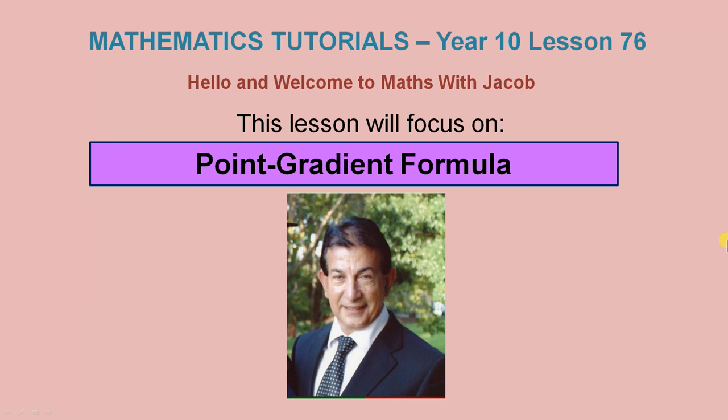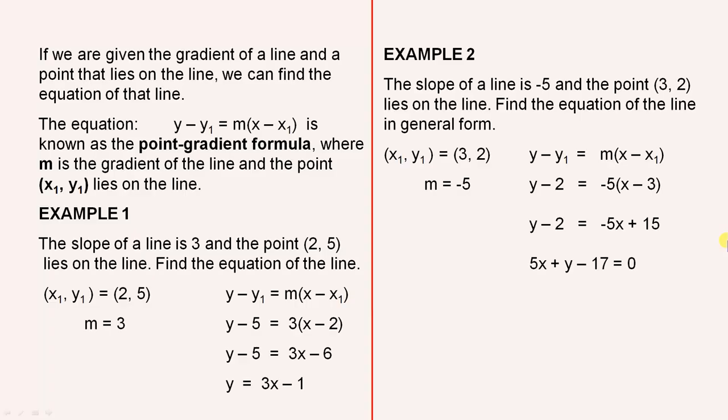This lesson will focus on the point gradient formula. If we are given the gradient of a line and a point that lies on the line, we can find the equation of that line. So the equation y minus y1 equals m outside of x minus x1 is known as the point gradient formula, where m is the gradient of the line and the point (x1, y1) lies on the line.